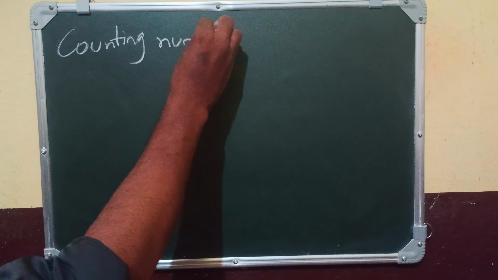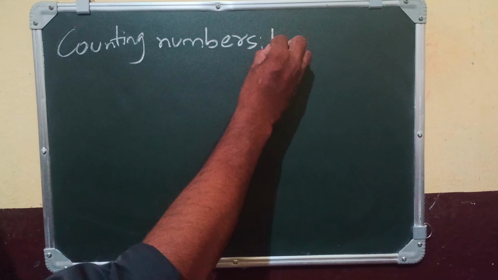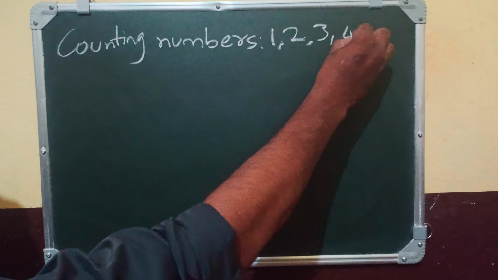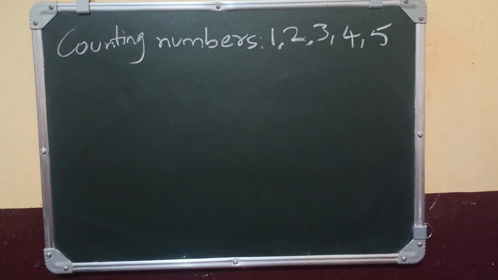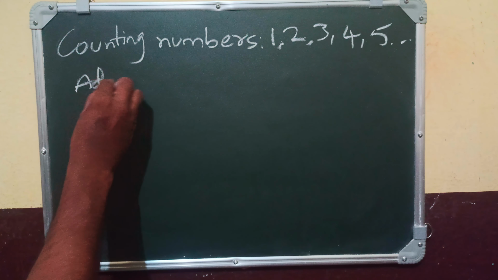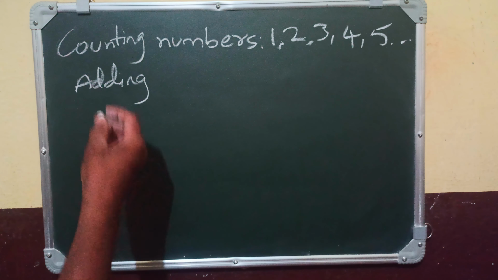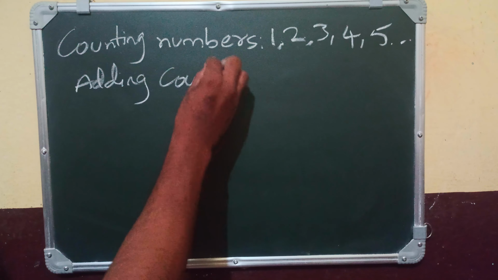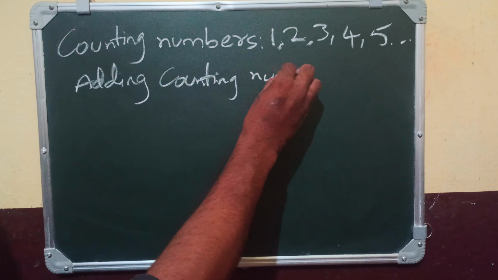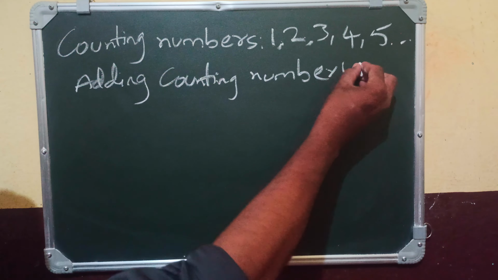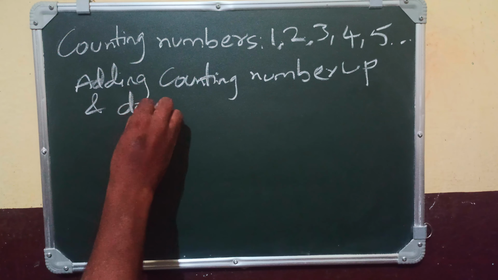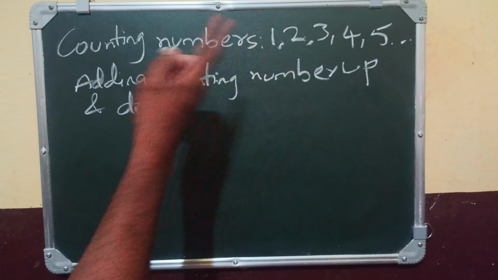There is one more method of getting square numbers. How? Just see, these are the counting numbers. So we'll write the counting numbers first, 1, 2, 3, 4, 5, and it goes on. Now see carefully. We add the counting numbers up and down. So sir, what is the meaning of up and down? Very simple. Taking the next number and coming back to the previous number.